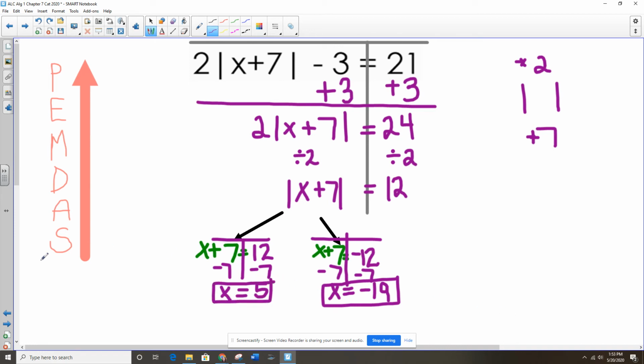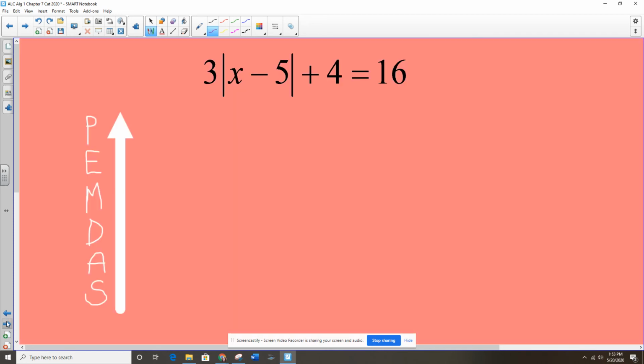All right, we're going to run through that topic one more time. Here's another one. Okay, so this time around, we're trying to figure out what to undo first. Are you going to undo the times 3? You're going to undo the absolute value? Are you going to undo the minus 5? Or are you going to undo the plus 4? Which one will you undo first?